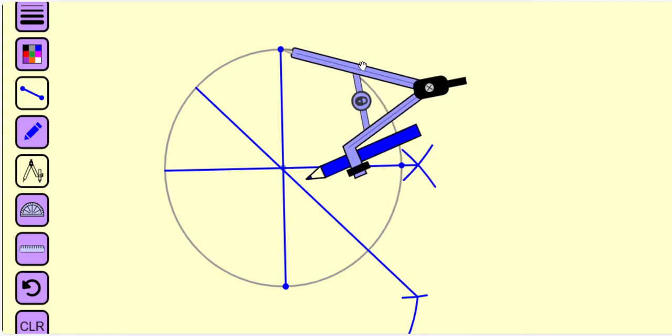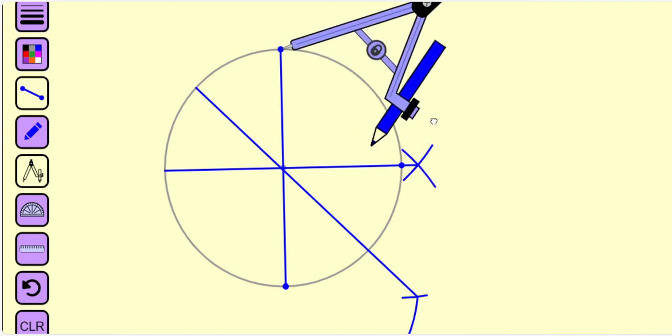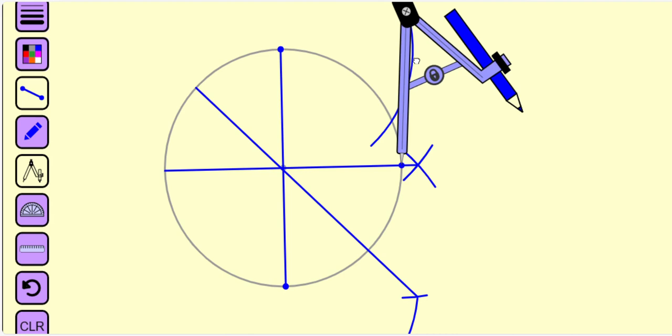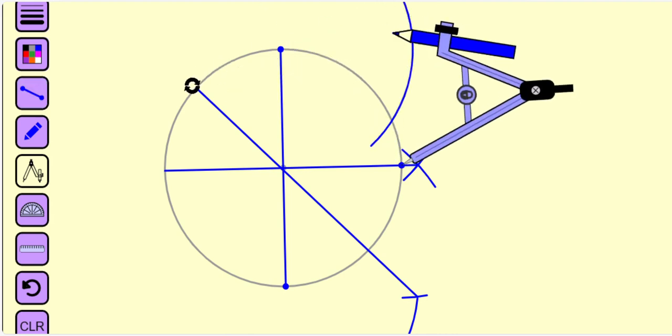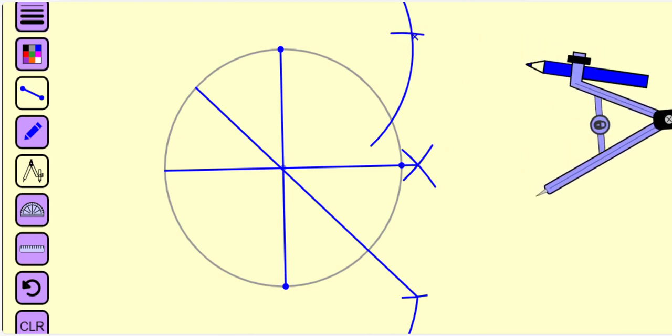Once again, we draw two circular arcs. Once again, we are bisecting 90 degrees into 45 degrees each. In total, we have 8 sectors: 1, 2, 3, 4, 5, 6, 7, 8.